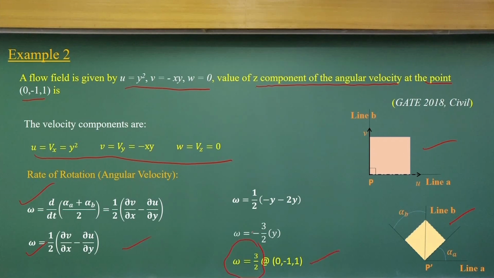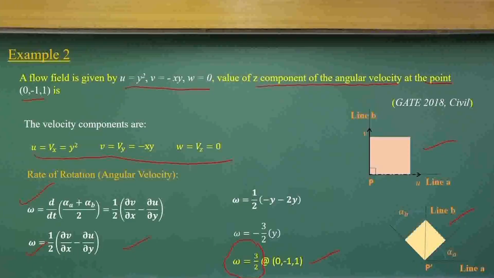Then you know the relationship between these things, and you just substitute it, and the value comes out to 3/2. So basically, you try to understand it: you find the scalar components, do the partial differentiations with respect to x or y, then substitute, and you get the angular rotation in the z direction. After that you substitute the coordinates x, y, z at that point, and you will get the answer.